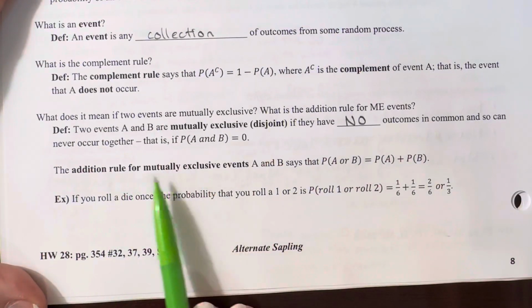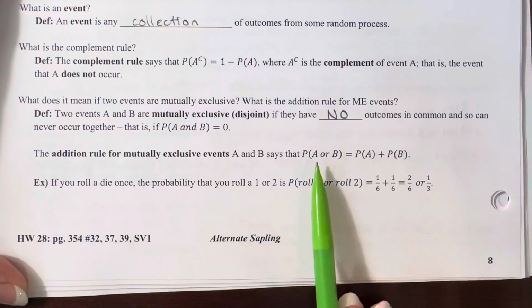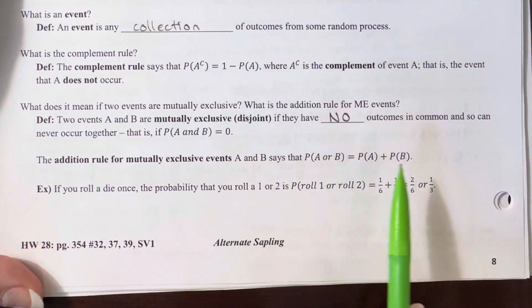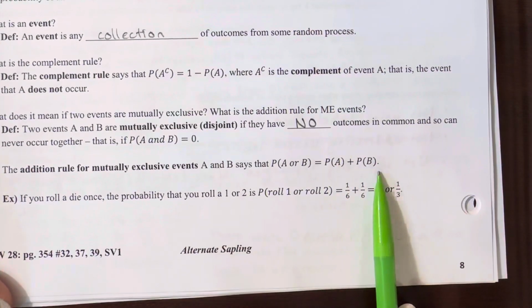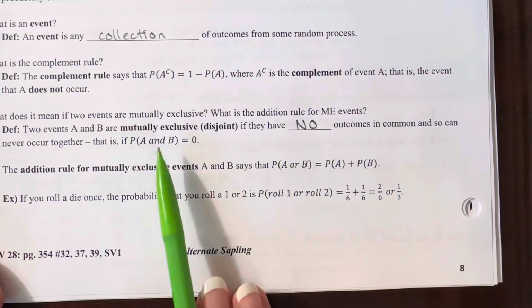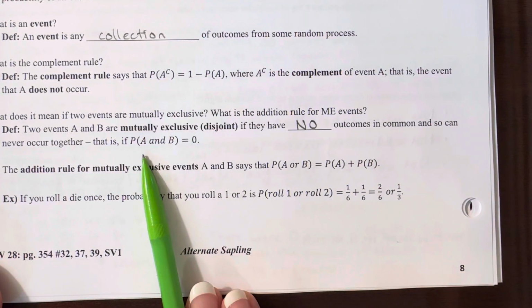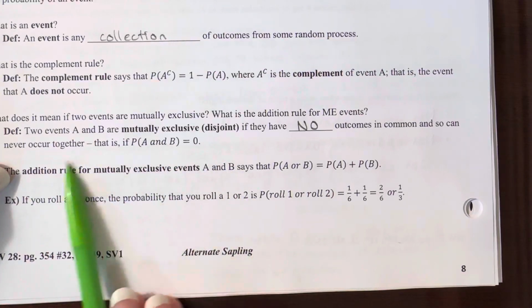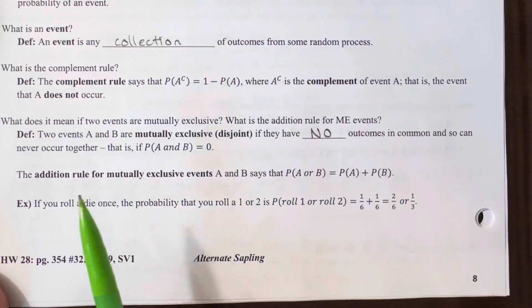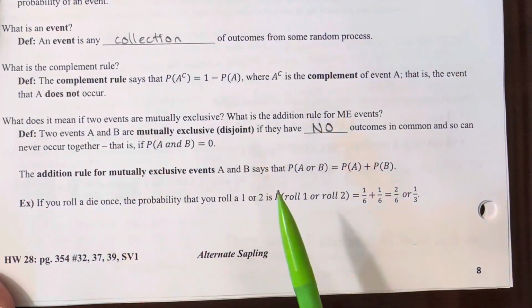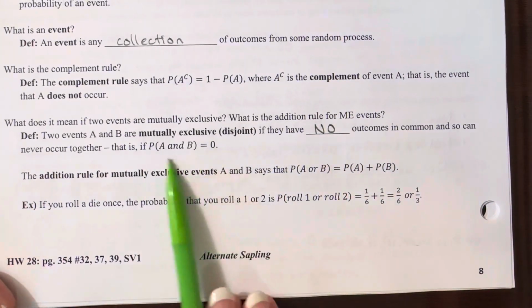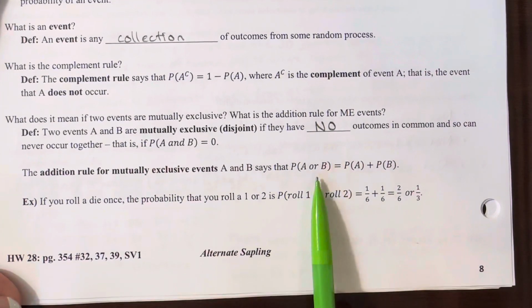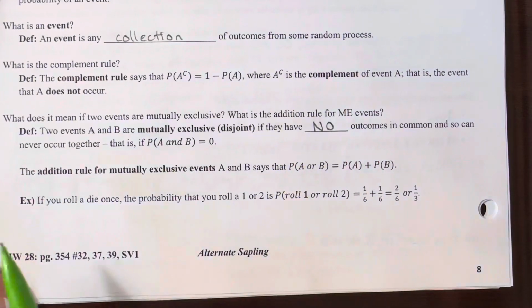The addition rule for mutually exclusive events, A and B, says that the probability of A or B is equal to the sum of both probabilities. This is because the intersection cannot happen. And this addition rule is specifically for mutually exclusive events. There's a different addition rule that we use for more general events when the events are not mutually exclusive. So be careful. This is not the only addition rule that we have.